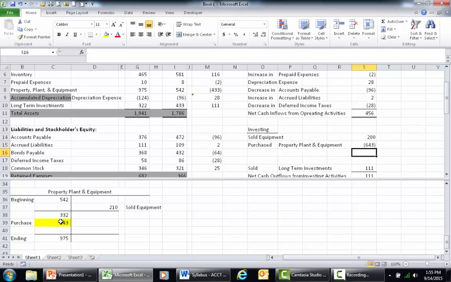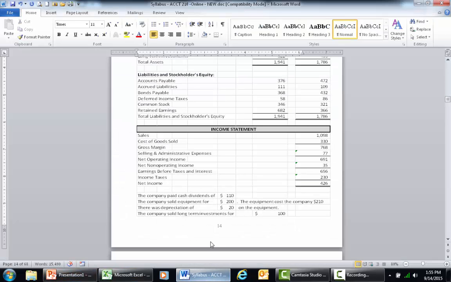Remember, when we see that we have an increase in an asset, we assume that we went out and paid cash to make that asset increase, right? So we assume that we bought the property, plant, and equipment on cash, which then represents a negative cash outflow of $643. Then we go back and take a look at the problem.